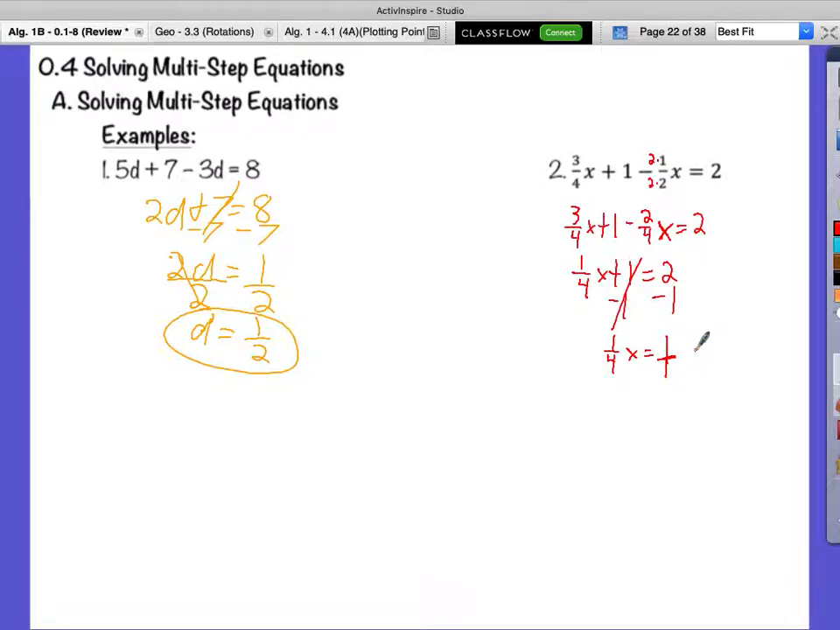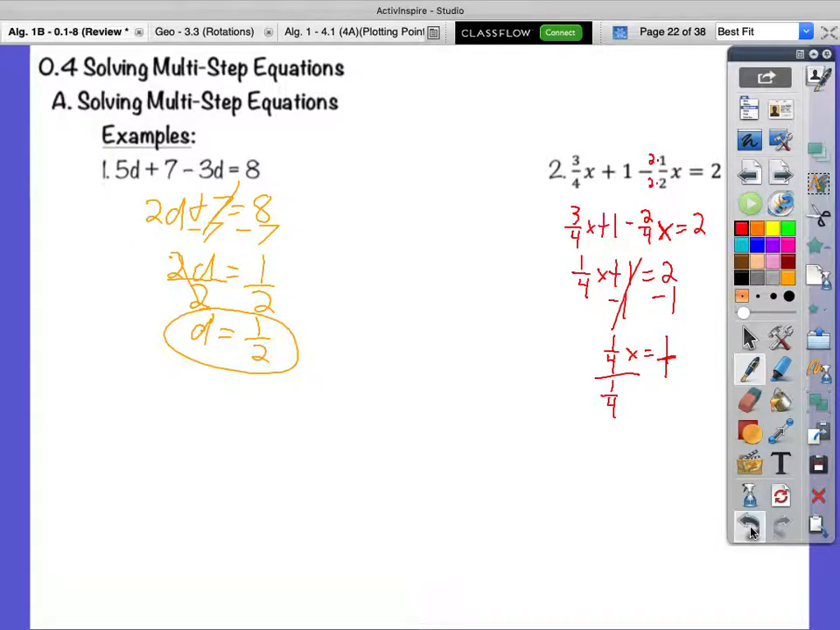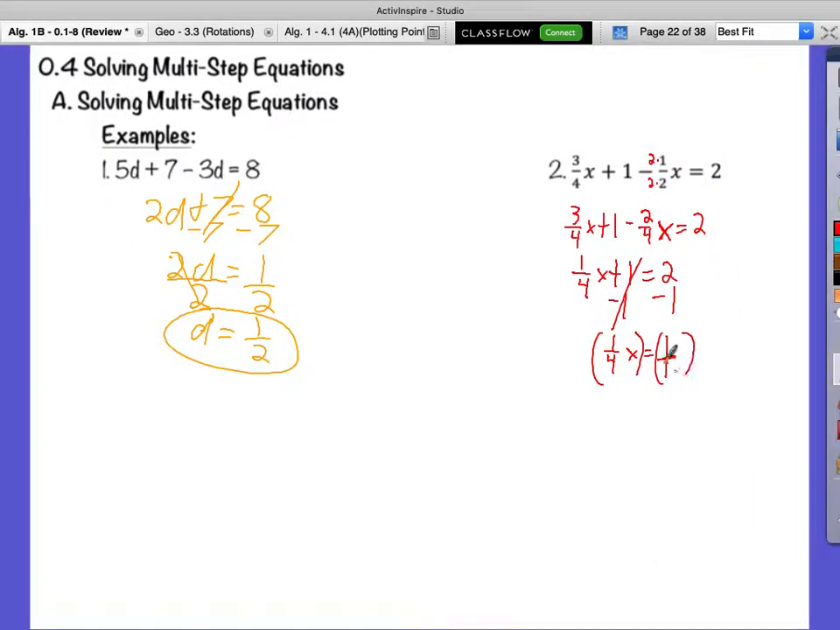Okay, can't cross reduce yet. Okay, what's happening with 1/4 and x, guys? Multiplication. So we normally divide, but that looks weird, doesn't it? So what did we talk about earlier today that we do instead? Multiply by the reciprocal.